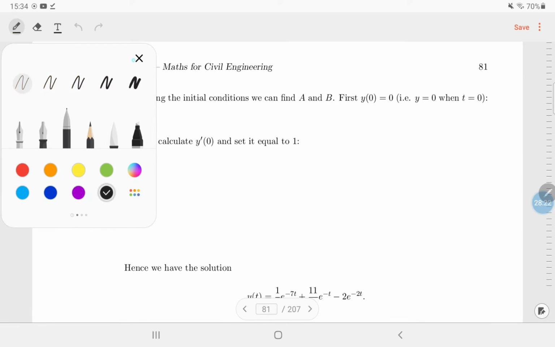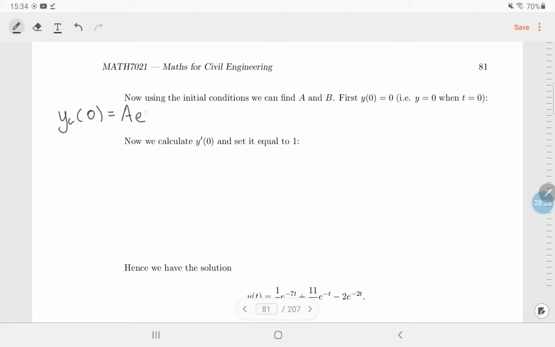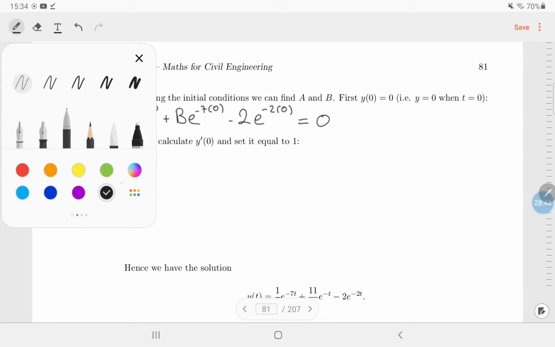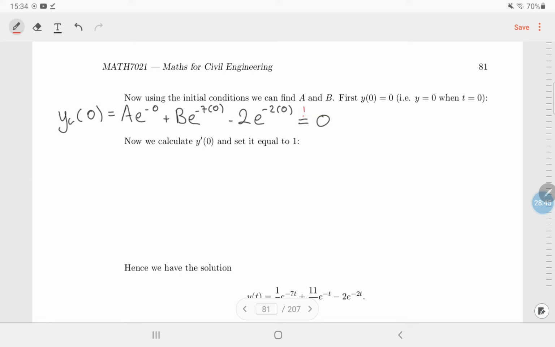So we're looking at A e to the minus 0 plus B e to the minus 7 times 0 minus 2 e to the minus 2 times 0. We want this to equal 0. If I tidy up the right hand side, all the e to the zeros are 1s, so I have a plus b minus 2 is equal to 0. I add that 2 to both sides and get a plus b is equal to 2. So that's my first equation of 2.